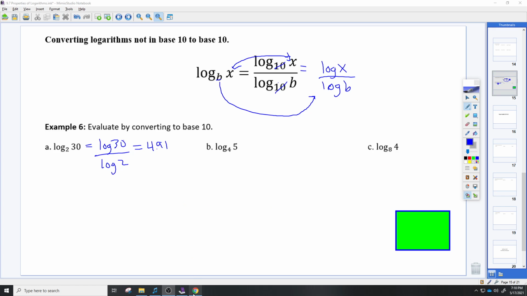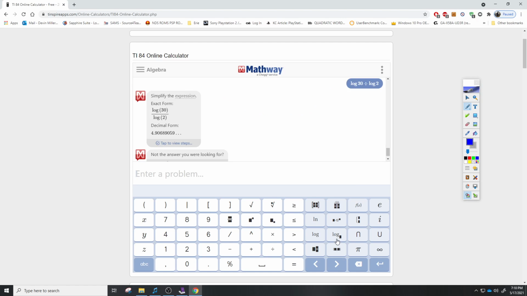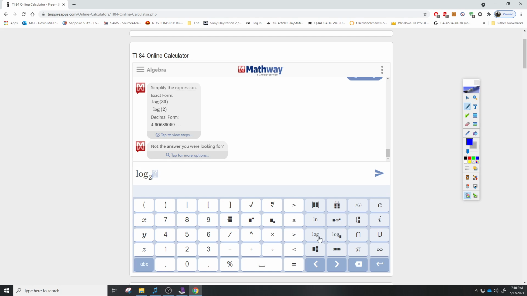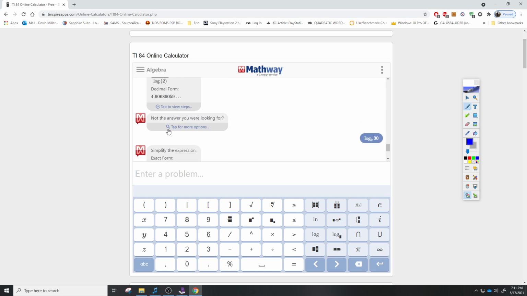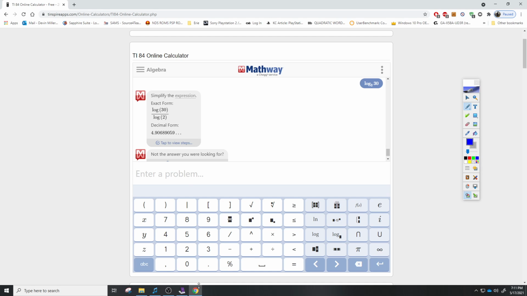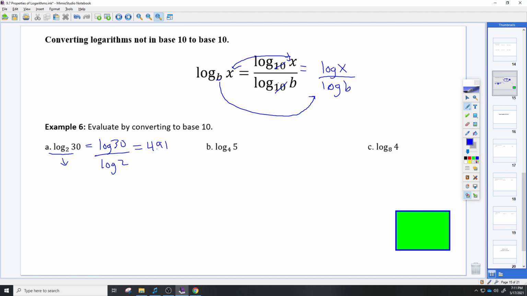So I'll type that into the calculator as well. I'm going to do this side now, just to show you the same thing. Log base 2 of 30. Really, this is only useful if you happen to have a calculator that does not have this button here. And what would that give us? Should be the same thing, 4.906, whatever. It also gives you the exact form here by changing it for you. I didn't realize that. So this is the same thing, the 4.91. Again, this is really only useful if you cannot type this into a calculator, but it's good to know as well.